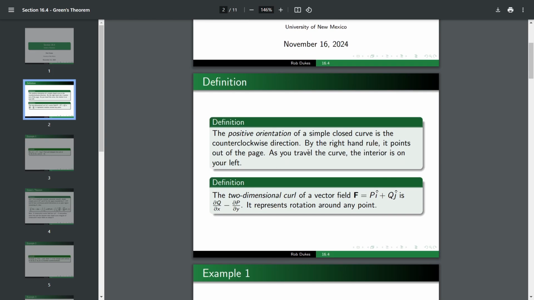So the positive orientation of a simple closed curve is a counterclockwise direction. And by the right-hand rule, it points out of the page. So as you travel the curve, the interior is on your left. Now, if you're not sure what the terms mean, a simple curve means it never crosses itself, and closed means that it ends at the same place it started.